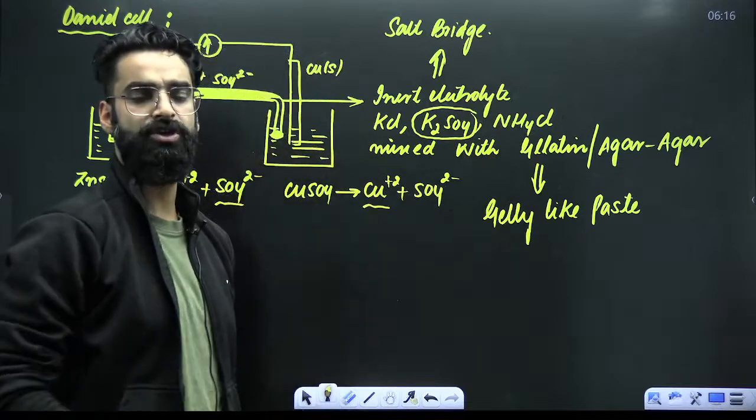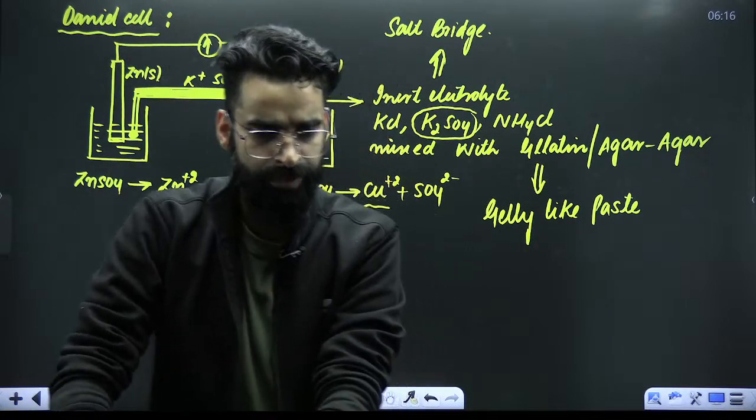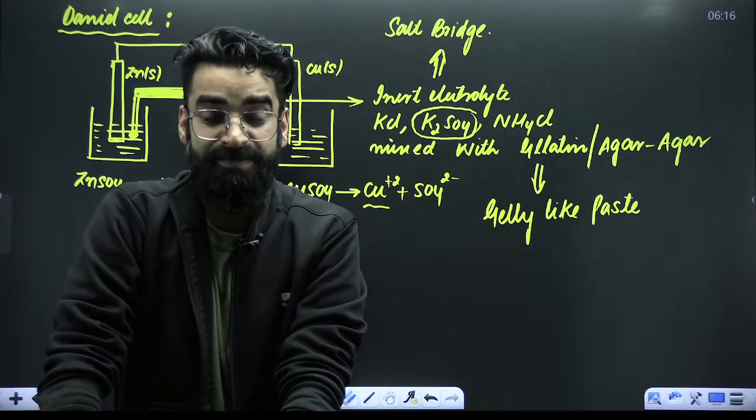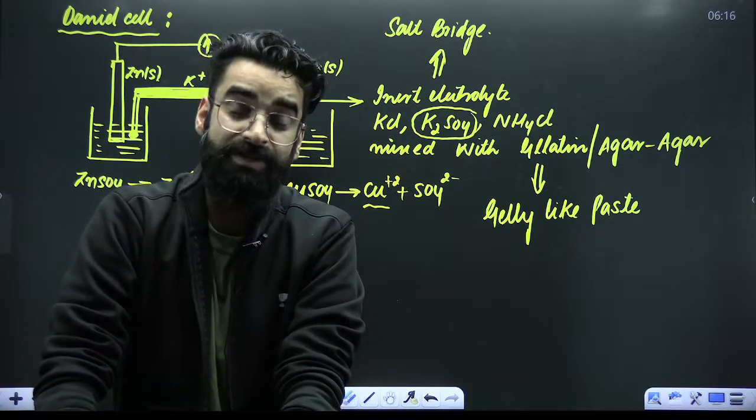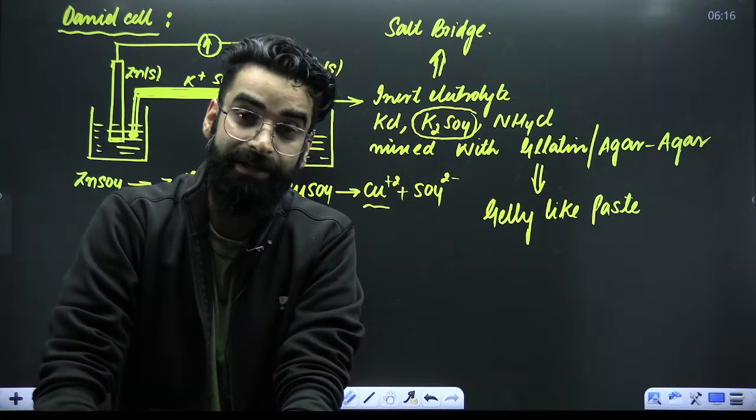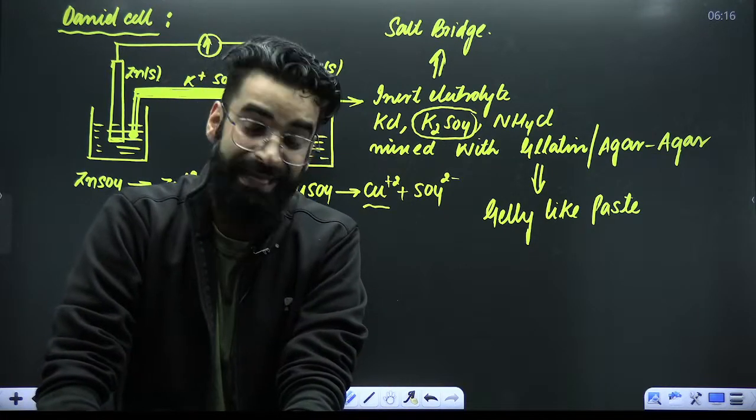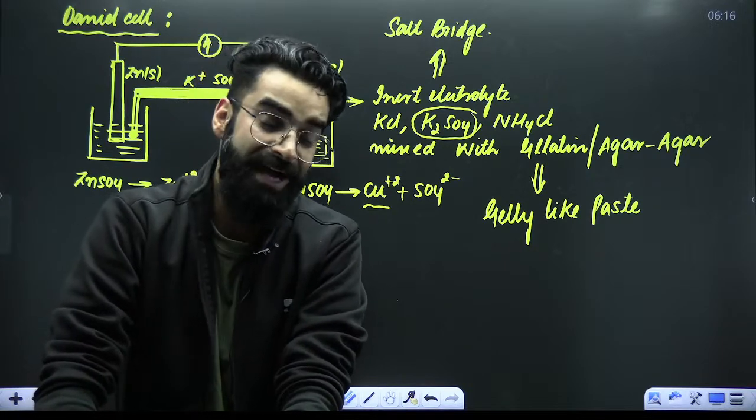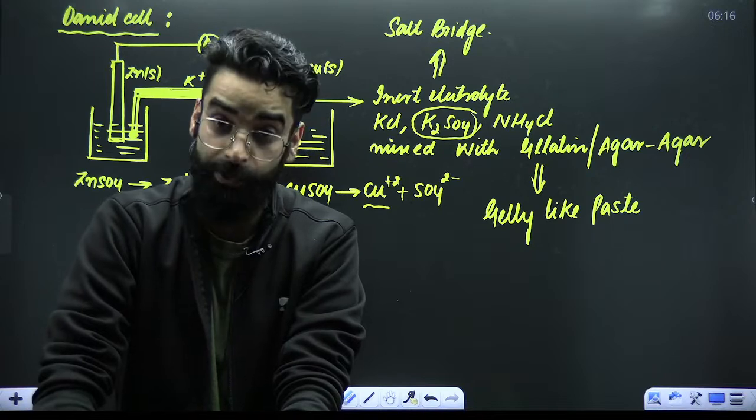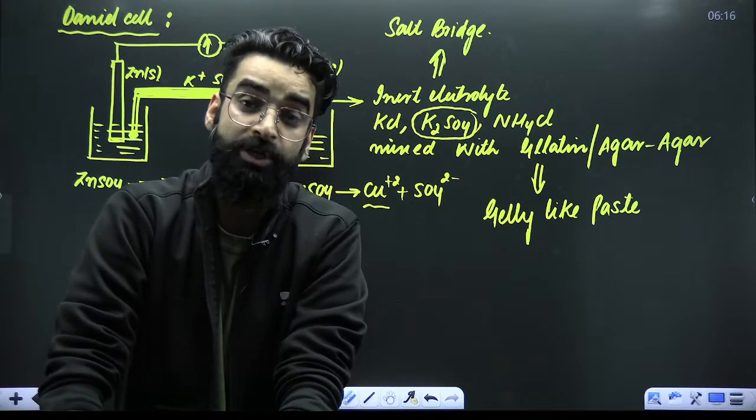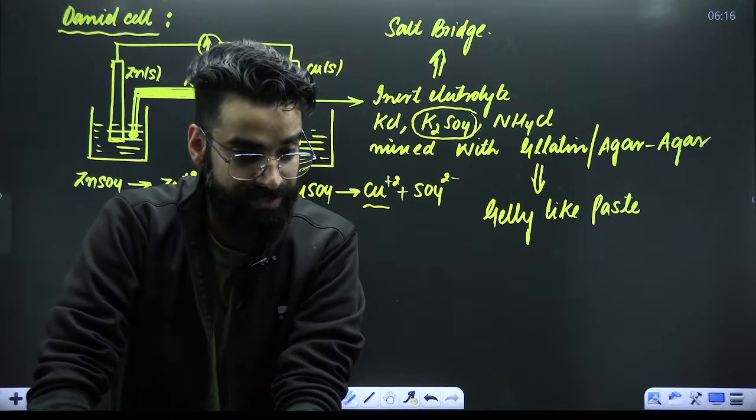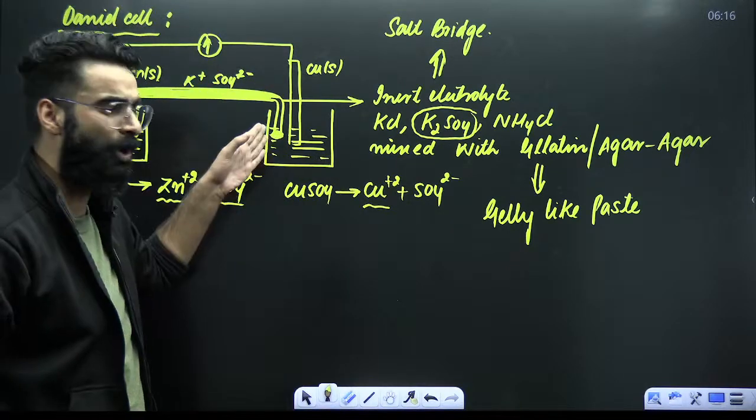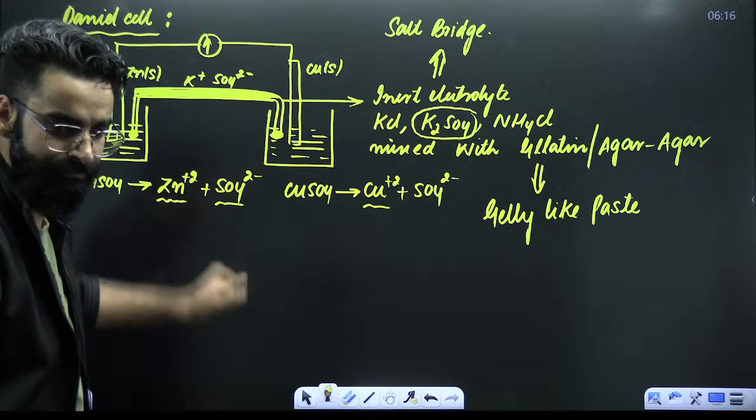So the first thing which I would want every one of you to remember: What is a salt bridge? What does salt bridge contain? Salt bridge is basically the inverted U-type tube, which contains inert electrolyte, which is mixed with gelatin or agar-agar. And when we mix inert electrolyte with gelatin or agar-agar, it leads to the formation of the jelly-like paste. And that jelly-like paste is inserted in this inverted U-type tube, and the ends of this inverted U-type tube are sealed with the help of the cotton balls, right? Yeah? What is the function of this salt bridge? You'll get to know in some time, okay?